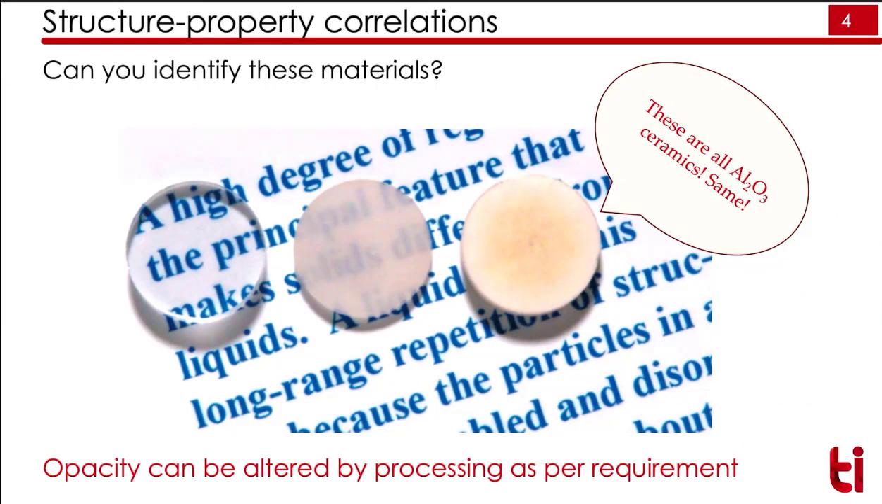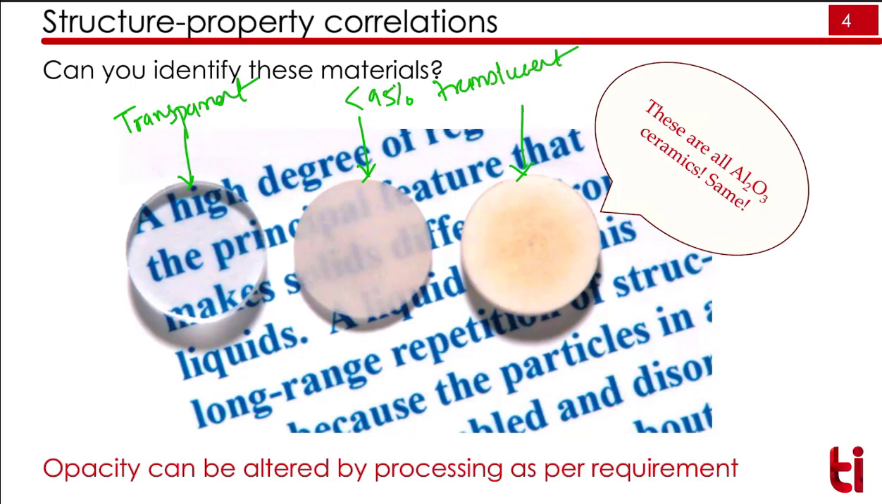Here you can see there are three discs. One is fully transparent, one is translucent, and one is fully opaque. The transparent one has a density of more than 95% or 99%. The second one is translucent. This has a density of less than 95%, and this we call translucent.